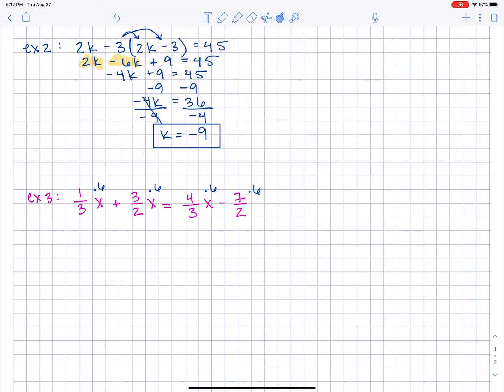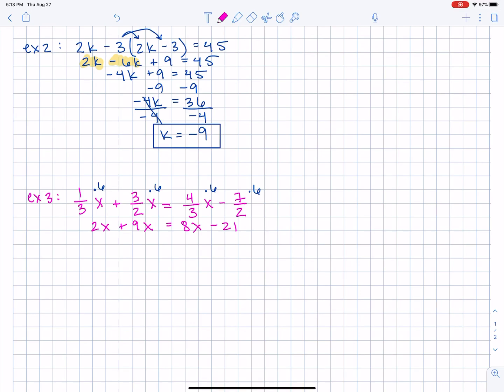Go ahead, kind of follow along with my trick with me. So we have 6 divided by 3 is 2. 2 times 1, that gives us 2x. Plus 6 divided by 2 is 3. 3 times 3 is 9x. 6 divided by 3 is 2. 2 times 4 is 8x. And 6 divided by 2 is 3 times 7 is negative 21 on that one. Oops, not 27. 21.